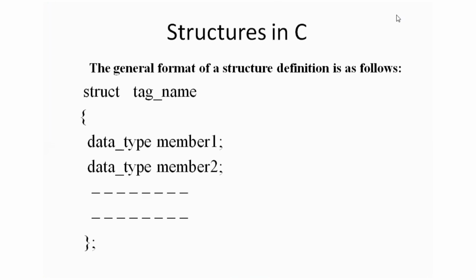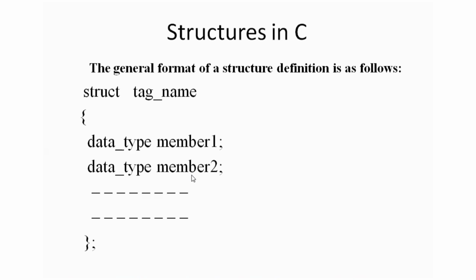In this video, we are going to discuss structures and unions in C. First, let us start with the structures. The general format of the structure is given here: struct, tag name, then data type, member 1, member 2. You can store any type of data in this structure.